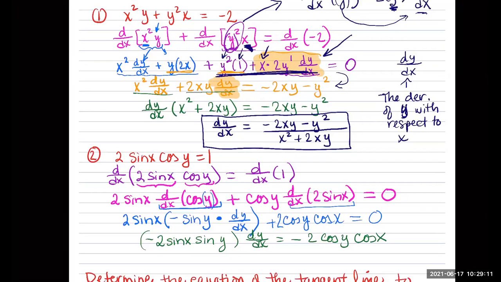And I can divide on both sides to isolate dy dx. Notice when we divide, I'll have a minus 2 on top and a minus 2 on bottom, so those would cancel out. So we would end up with cosine y cosine x over sine x sine y.